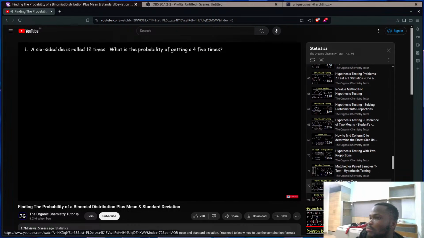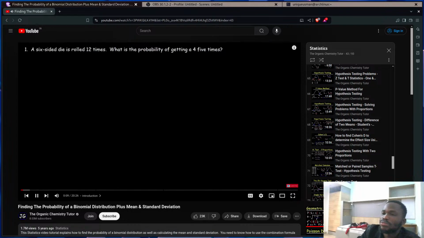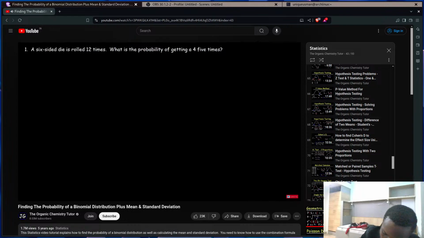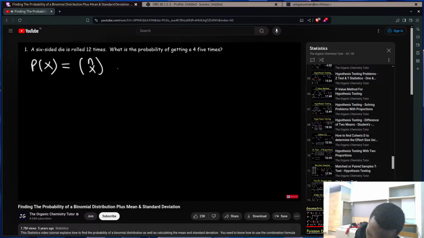of a binomial distribution. So here we have a problem where a 6-sided die is rolled 12 times. What is the probability of getting a 4 5 times? So here's the formula that we need. The probability of getting x successes is equal to the combination formula nCx, times p raised to the x times q raised to the n minus x.